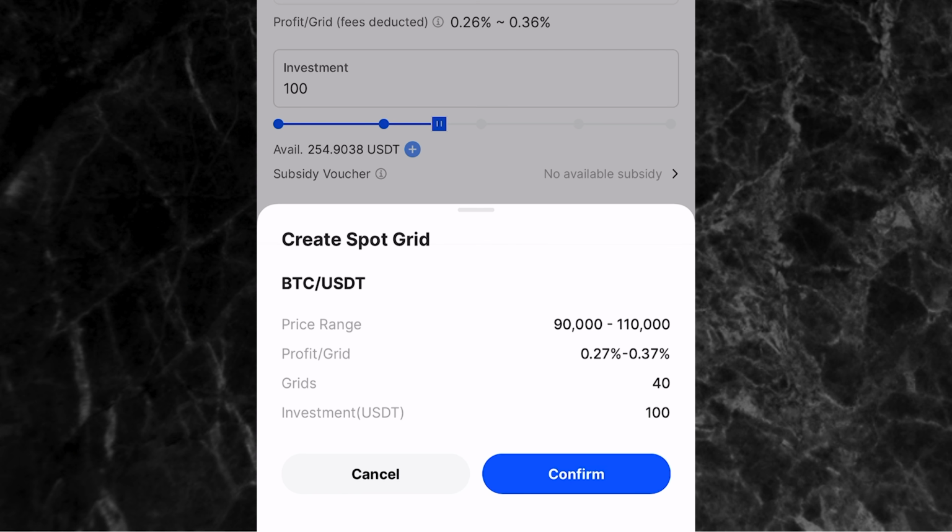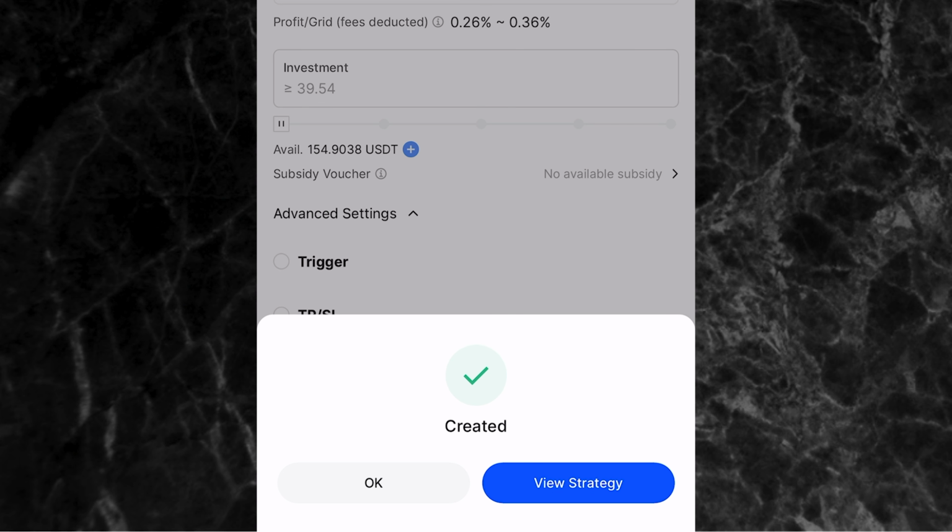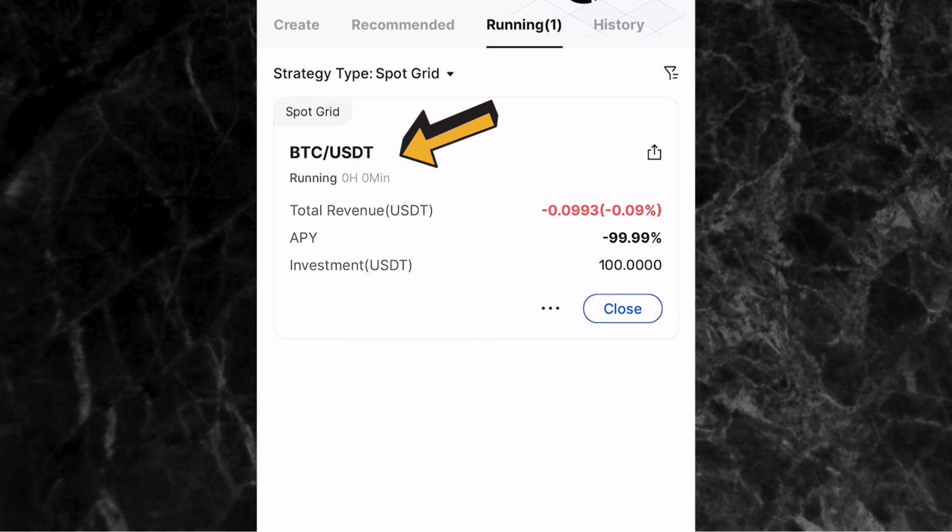And then the number of grids is 40. And then my investment for this trading bot is $100. So I'll just come right here and click on confirm. So just like that, we have created our trading bot. So if you want to view it, just click on view strategy right here. And as you can see right here, the trading bot has started taking trades for us, and we're already seeing some losses right here.